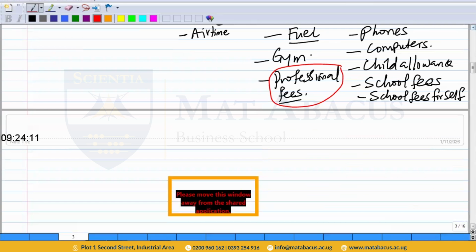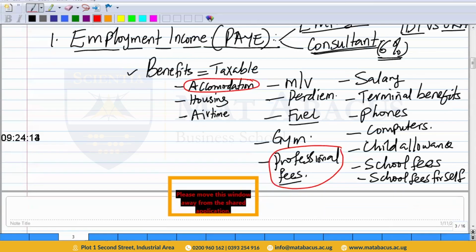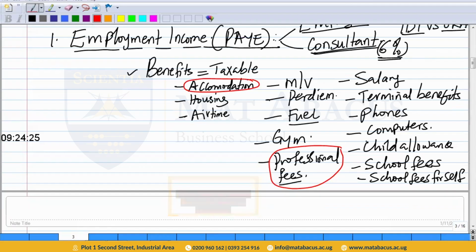Because we shall be giving you scenarios, the teaching will be in a way that you're able to pick these out from the question and be able to interpret them, both for the exam and for practice.